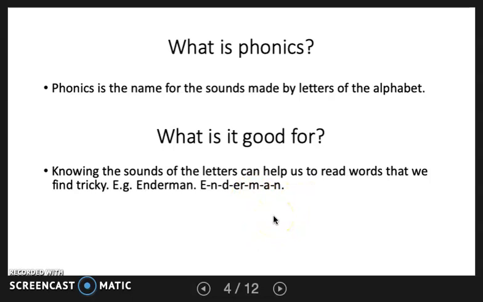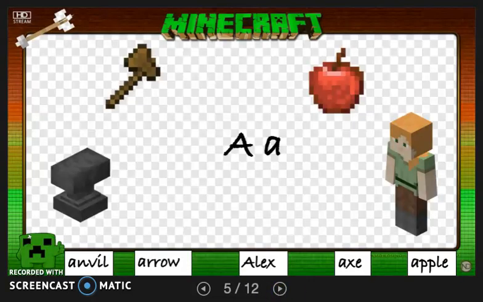Okay, so for today's session, we're going to be looking at the sound a, using some of the items that we found last week. So while we were talking about Minecraft, we've started to collect together images and words relating to each of the different sounds. So today we're going to be looking at the sound a. And we've collected a number of different images that start with the a sound. So let's begin.